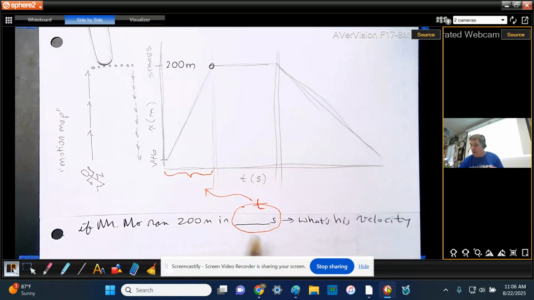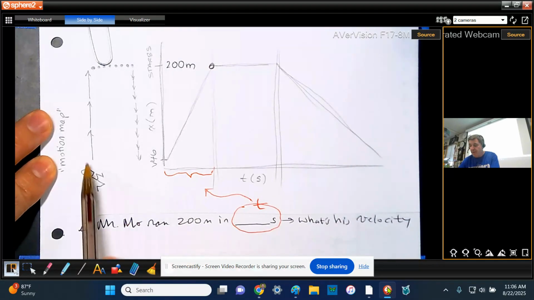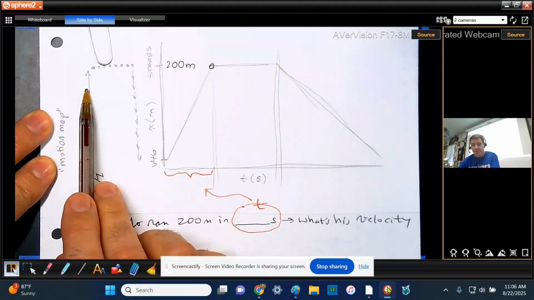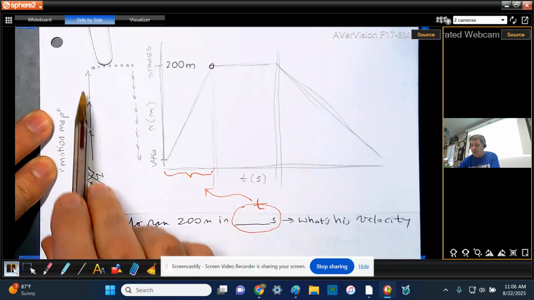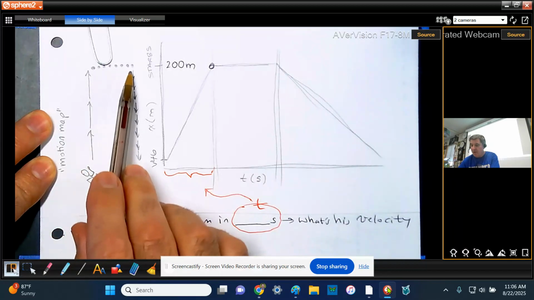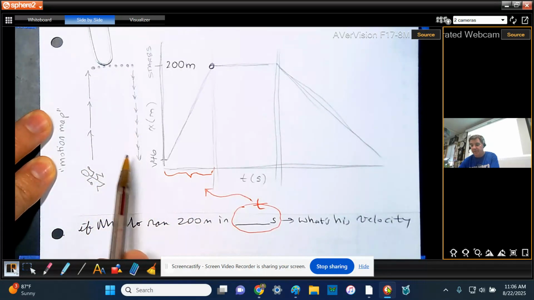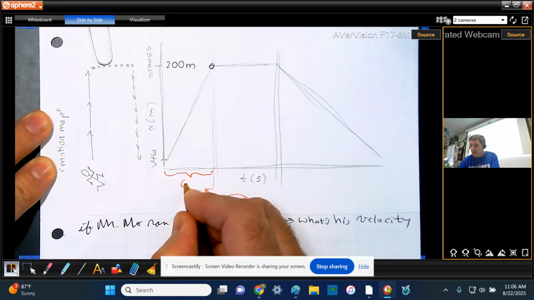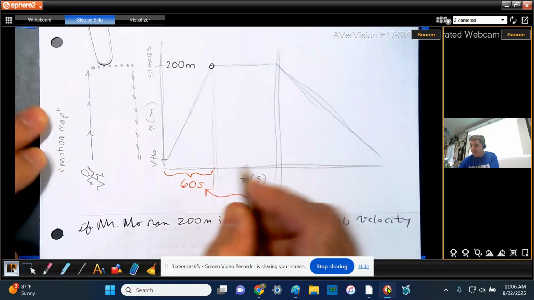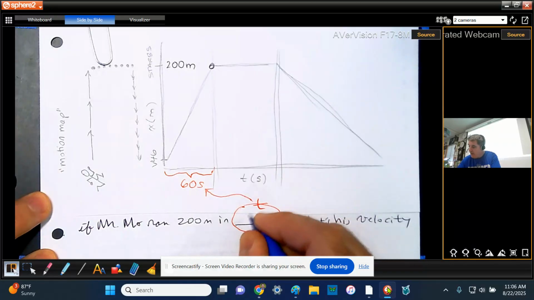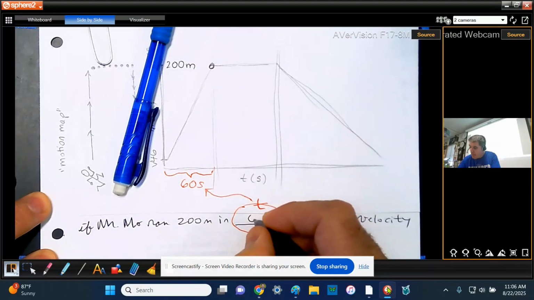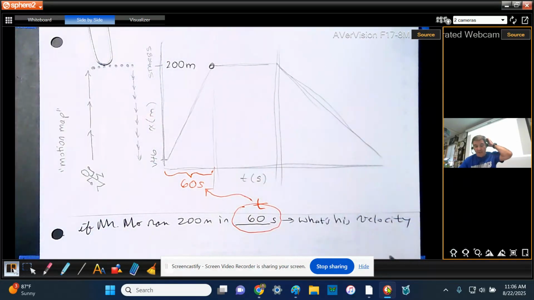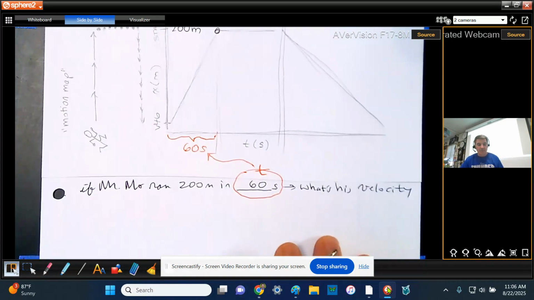Our time is going to be that amount of seconds. Now, in our paper, each one of these marks was worth 20 seconds. So this gave me time. Every one of these marks is 20 seconds. So this is 20, 40, 60 seconds. So this is 60 seconds, and I can go down here and write 60 seconds. Okay, what's his velocity? I'm going to show you a couple of things, how to answer this question.